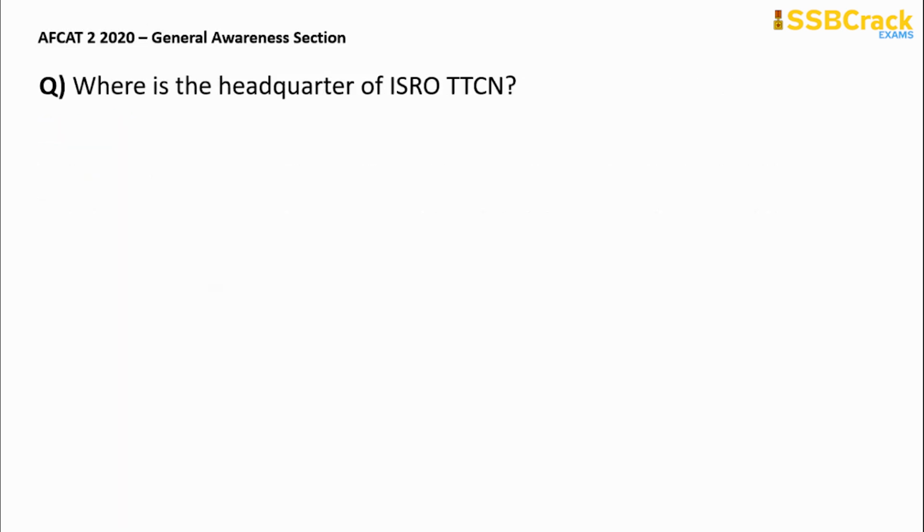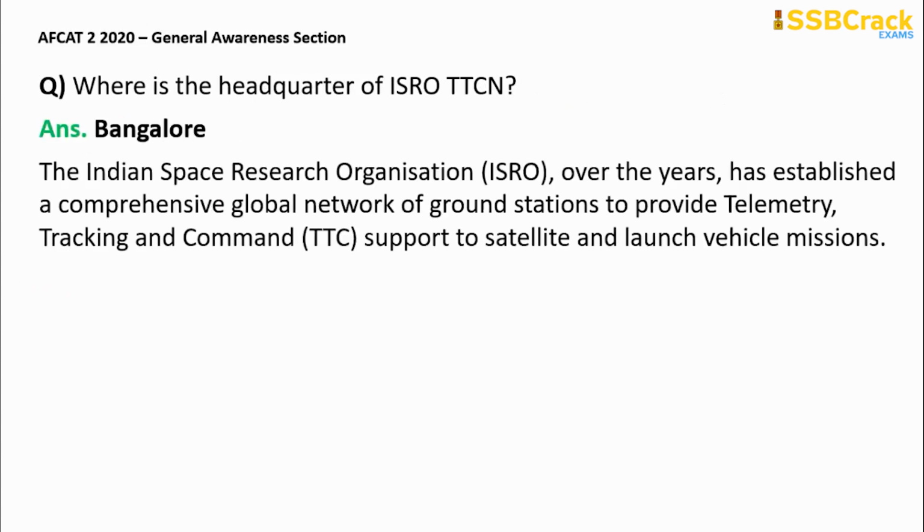Next question is, where is the headquarters of ISRO TTCN? The headquarters is in Bangalore. The Indian Space Research Organisation, over the years, has established a comprehensive global network of ground stations to provide telemetry, tracking and command, TTC, to support satellite and launch vehicle missions. So the headquarters is in Bangalore.